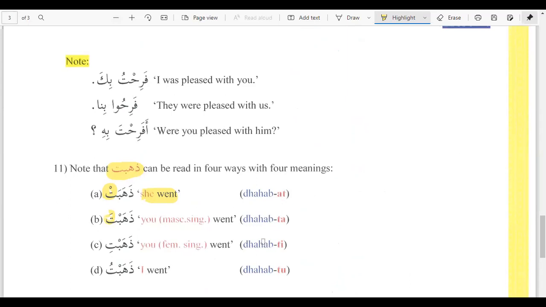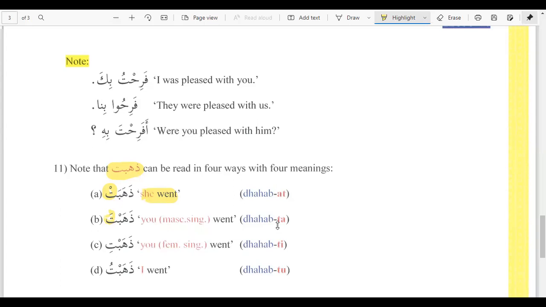If any of you have any question about this lesson, you can raise your hands or write in the text. Okay, I think nobody has any question.